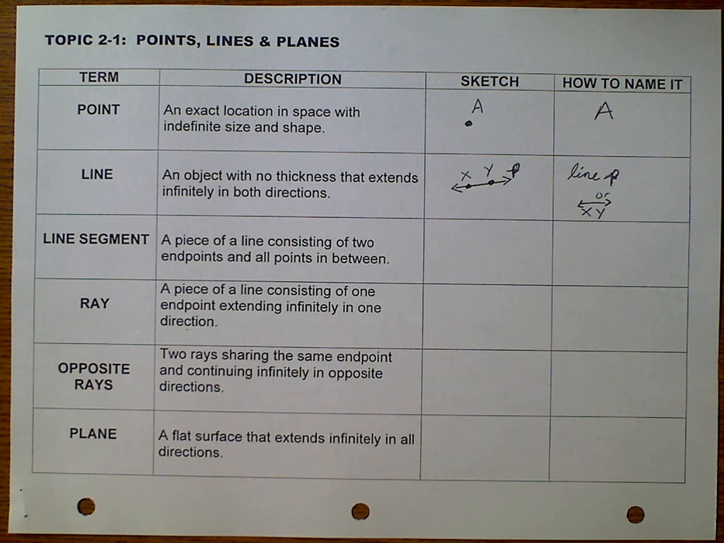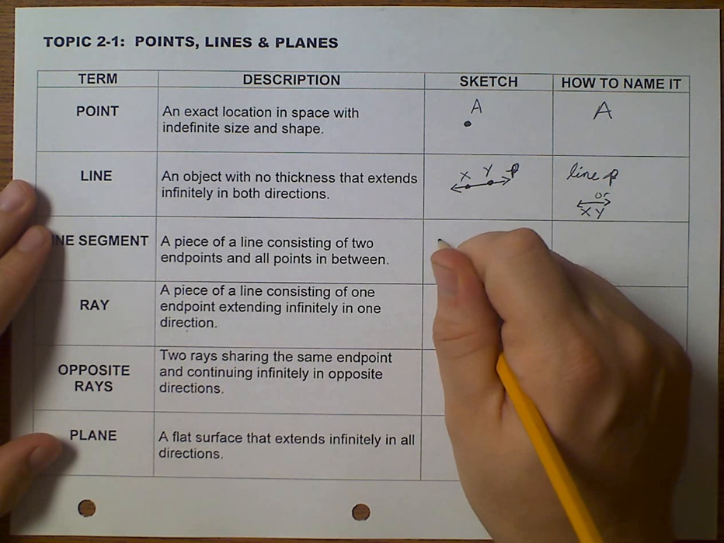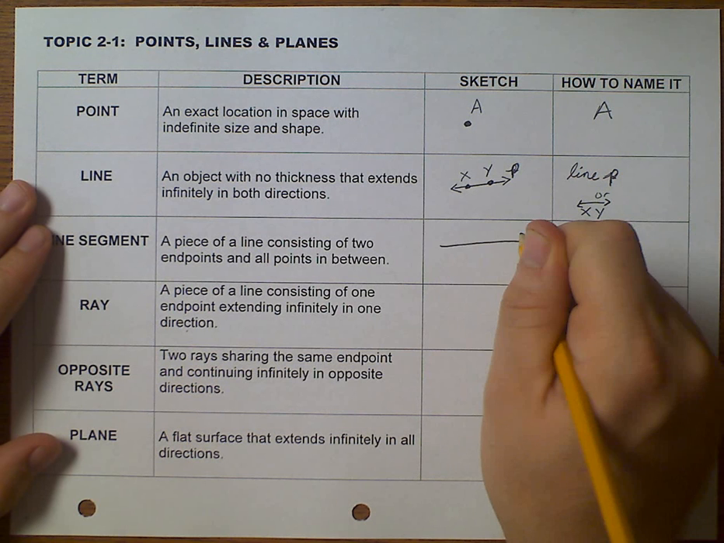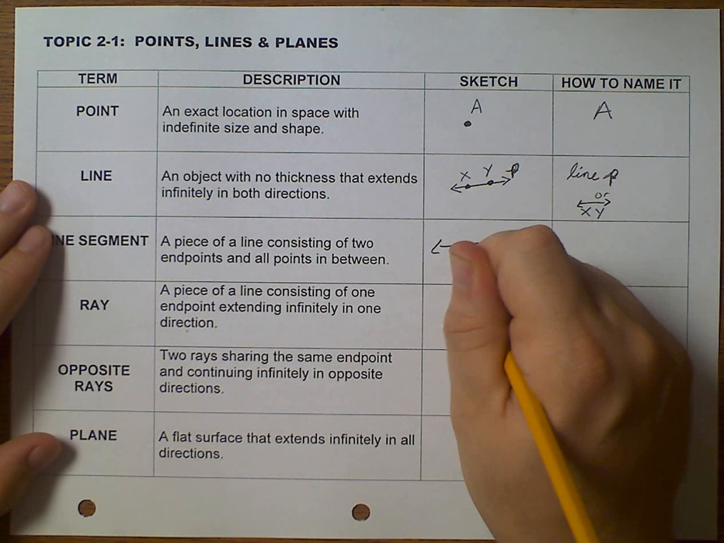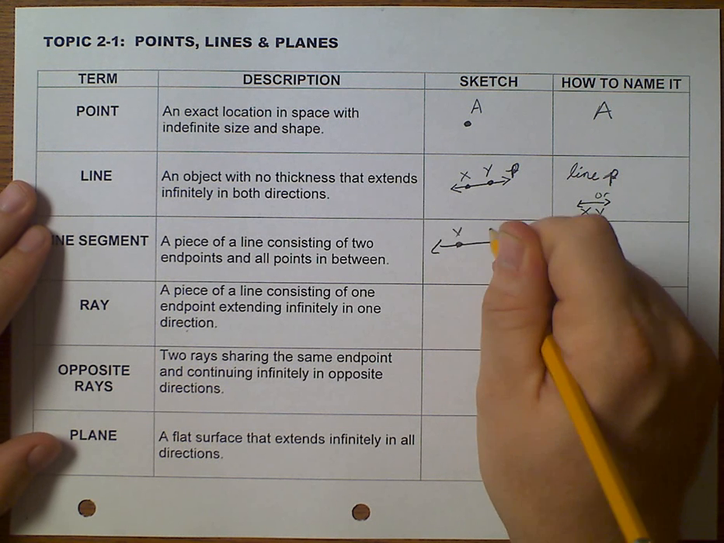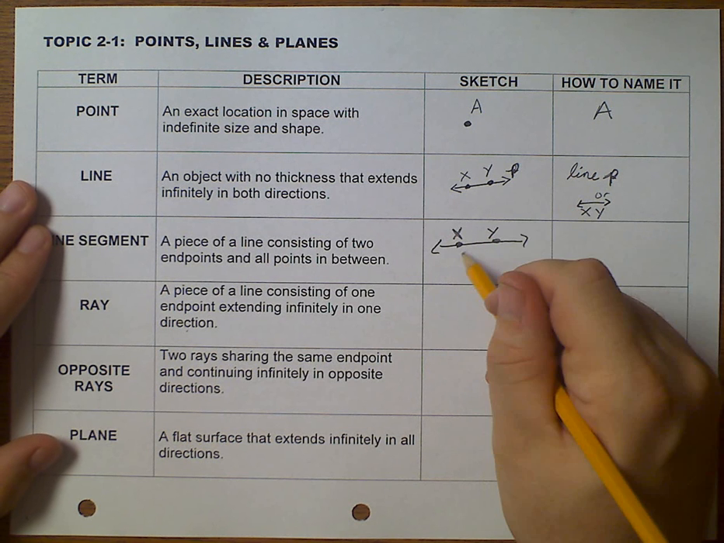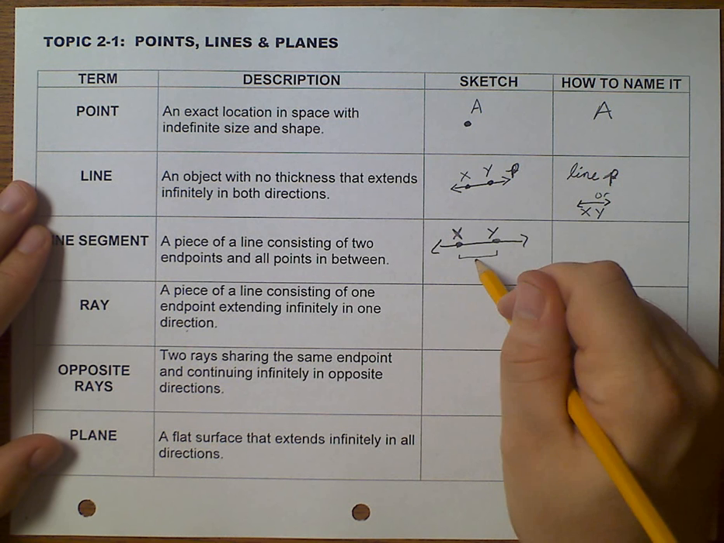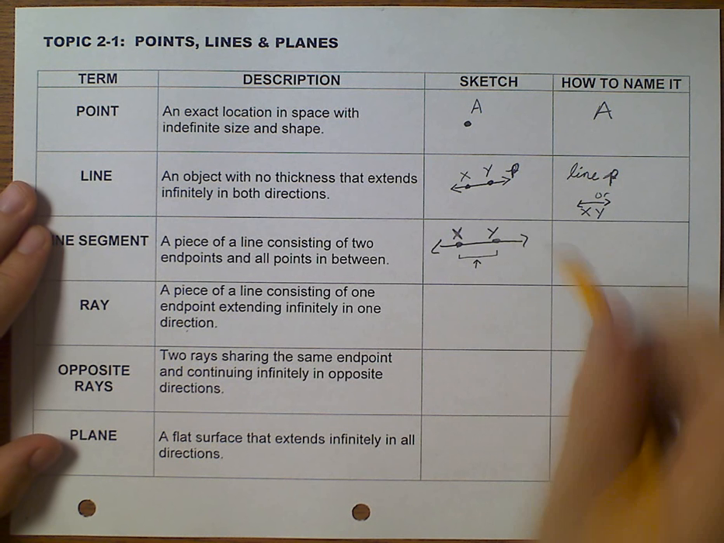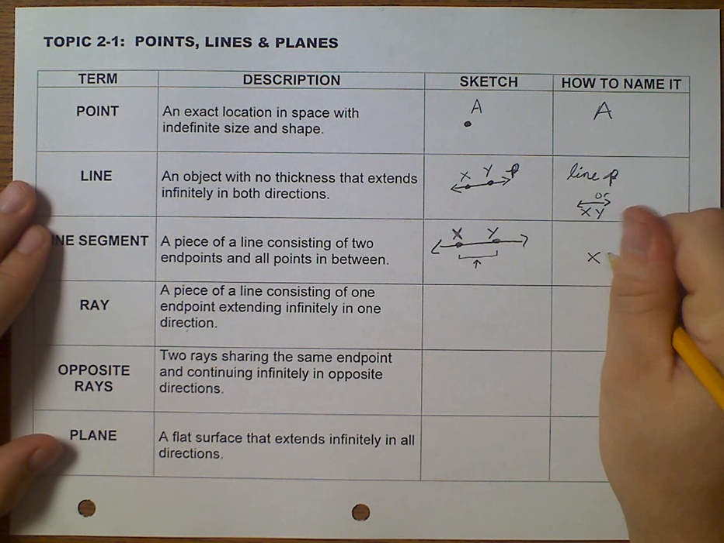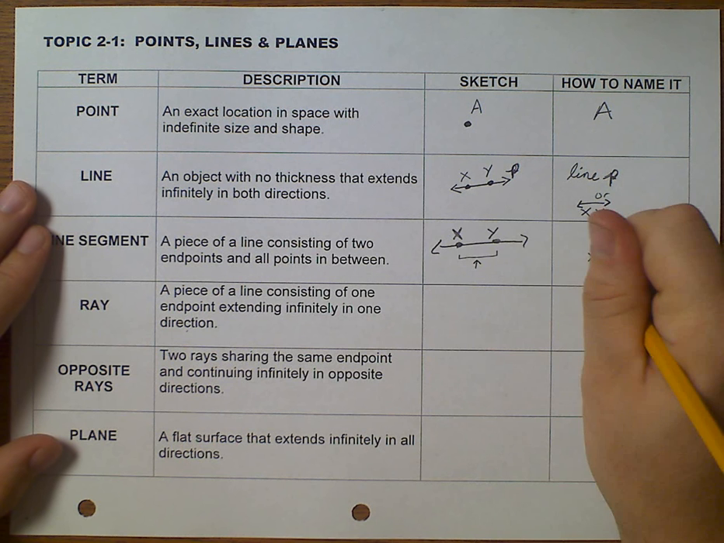Now a line segment is similar. It's basically a line, but it's not the whole line. It's just a piece of it. So we're going to draw the same thing. Here I'm going to go ahead and put X and Y. And the line segment is just this part. Okay? And so the way we label this is we say XY, and we put a line.